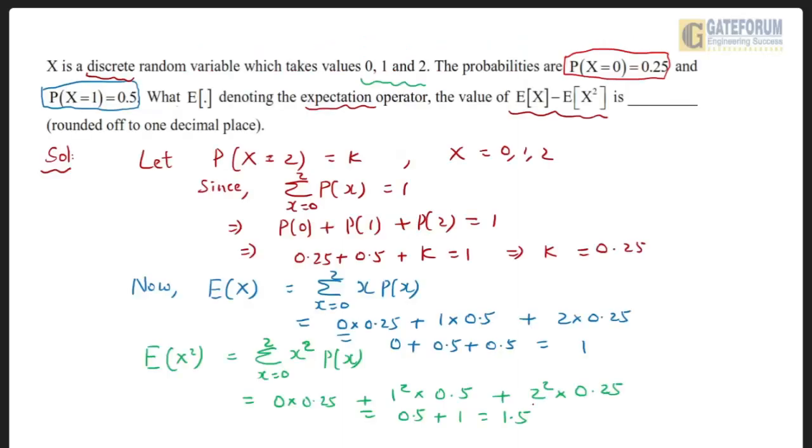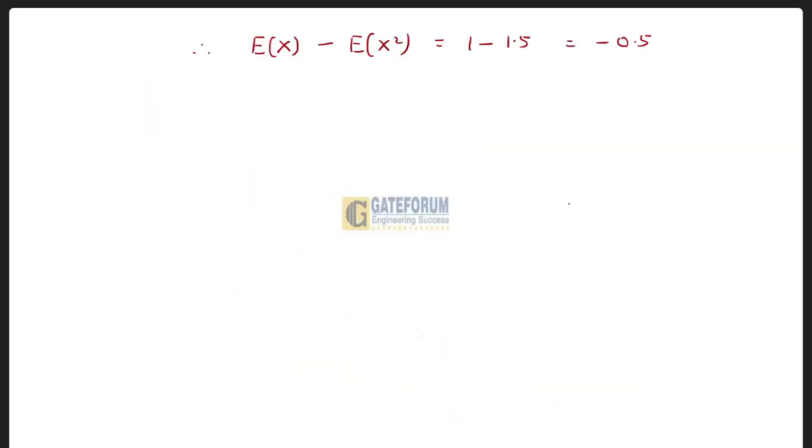Therefore, they are asking E of x minus E of x square, which is equal to 1 minus 1.5, equal to minus 0.5. Okay. So the answer is minus 0.5. This is the end of the question.